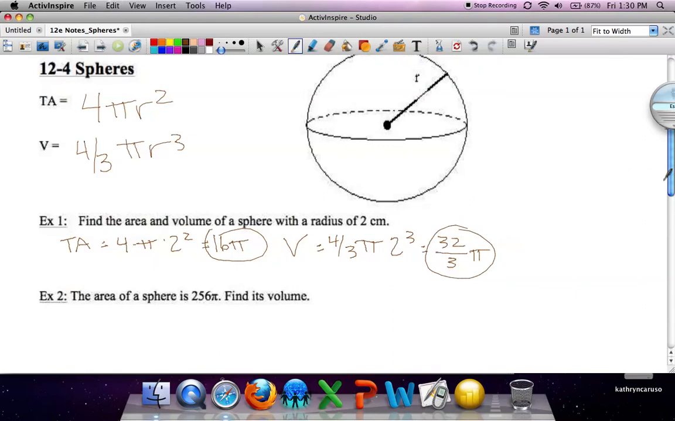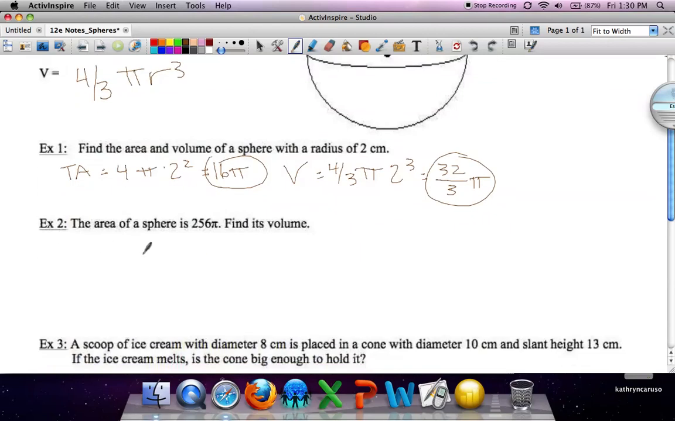Example 2 asks you to go backwards. The area of a sphere is 256 pi. So 256 pi is equal to the area, and the area is 4 pi r squared. We divide both sides by 4. We can divide both sides by pi, and we're simply left with 64 equals r squared. And so r is equal to 8.